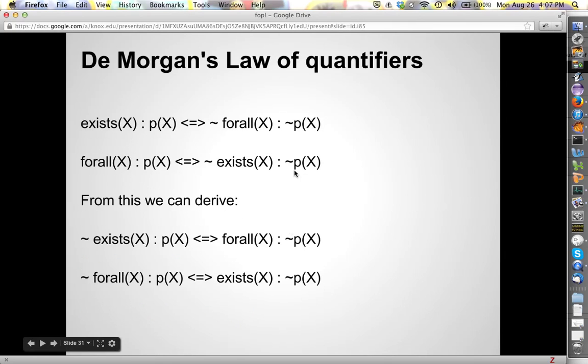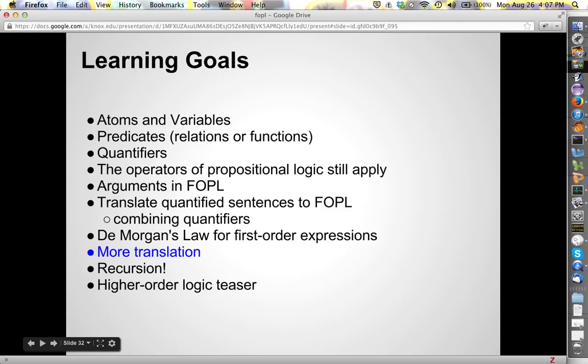And then from those, you can actually derive these other versions. There exists an x such that p of x, these are the two we just did. From these, you can actually derive these. So I'll leave that as an exercise for you.